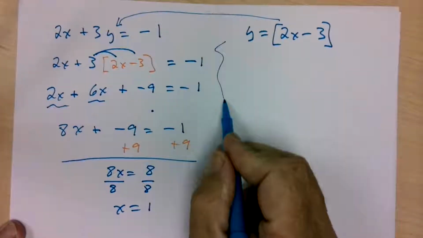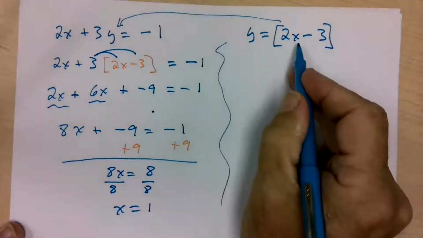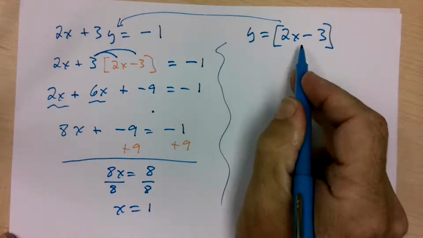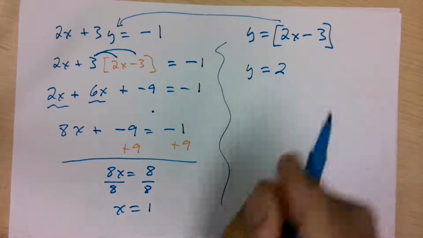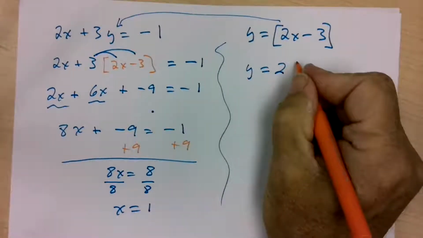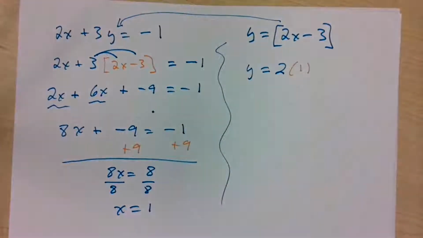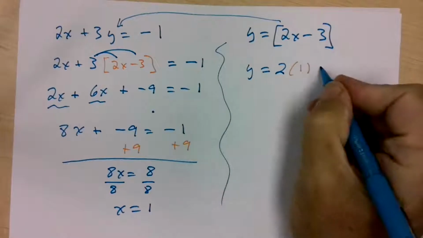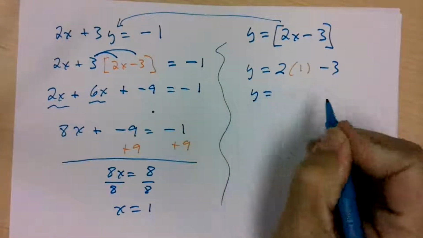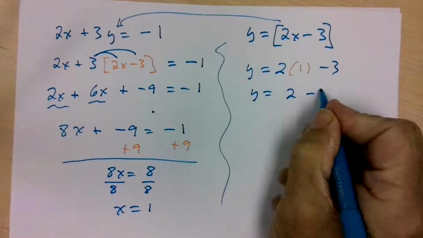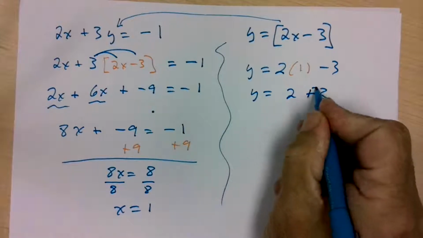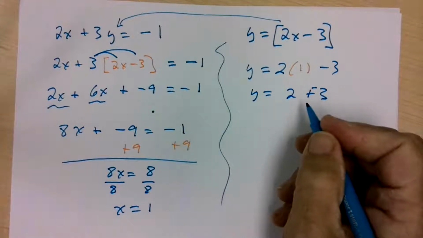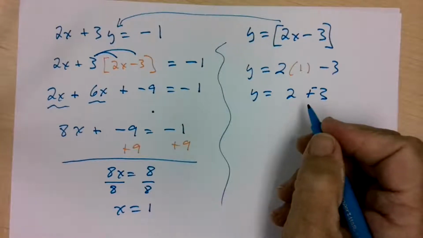And what's nice about the way that I have this page laid out, now I can plug that x equals 1 in over on the other side. So I have y equals 2x minus 3, but x equals 1, so y equals 2 times 1 minus 3, excuse me. Y equals 2 plus -3, and we get y equals -1.